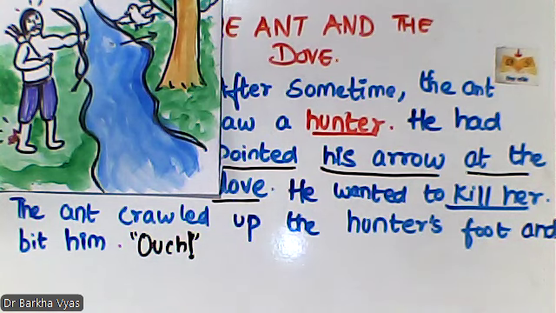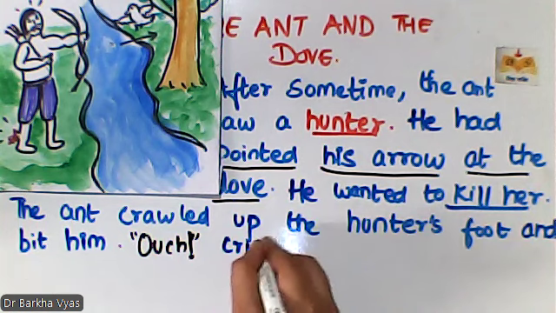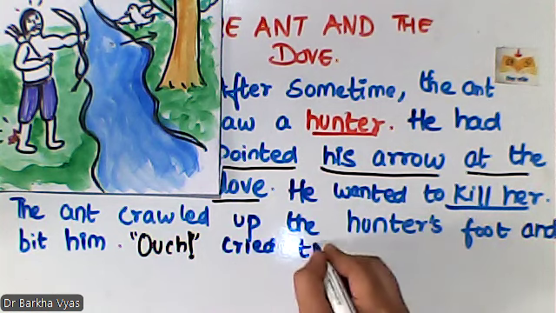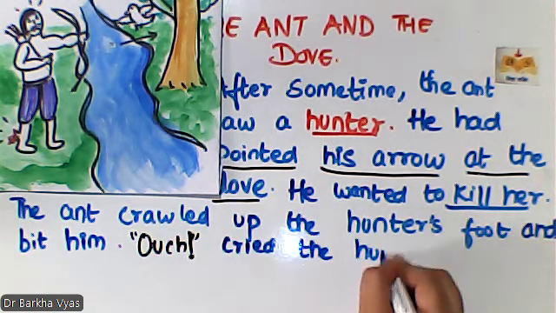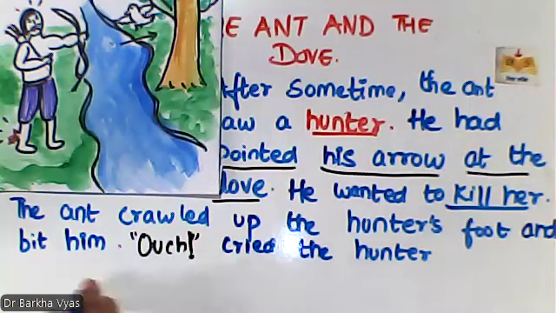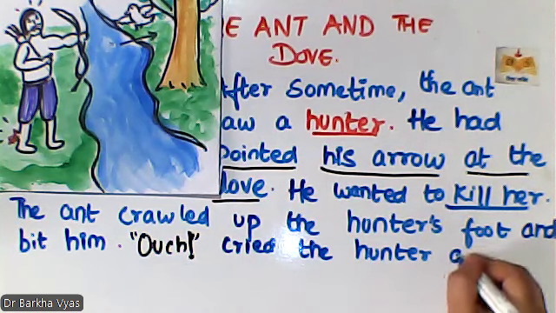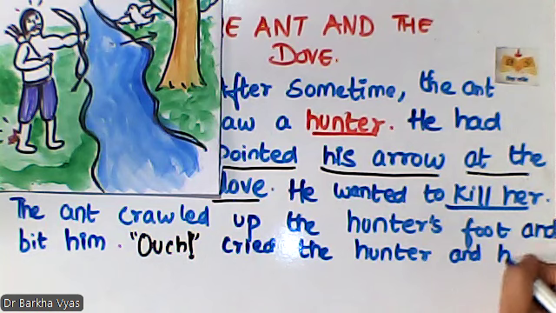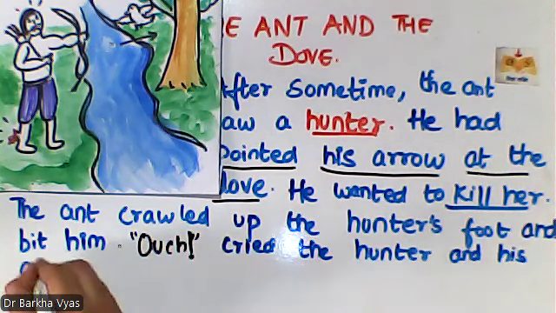So the ant crawled up the hunter's foot and bit him. Ouch! Cried. Who cried this time? Cried the hunter. Who cried? The hunter cried. Ouch! Cried the hunter, and his arrow dropped.